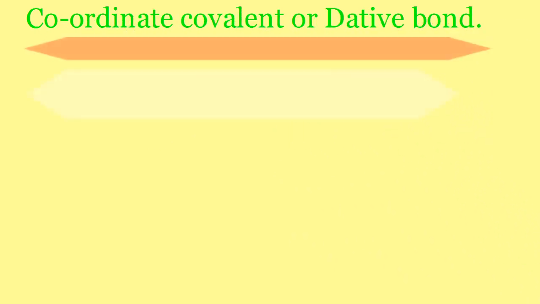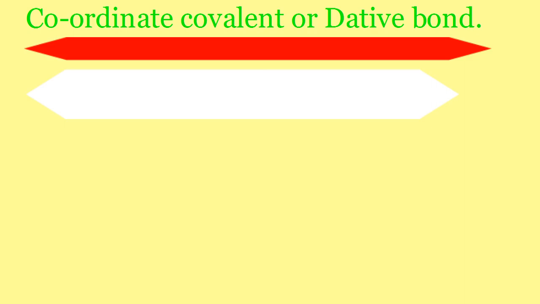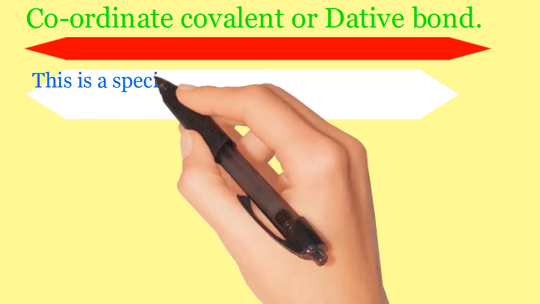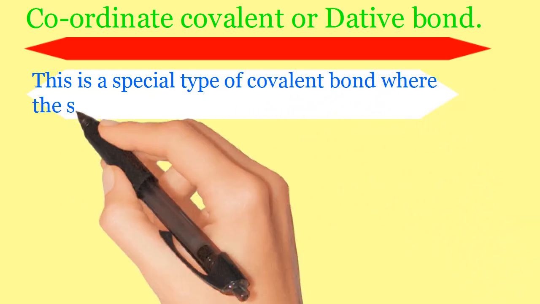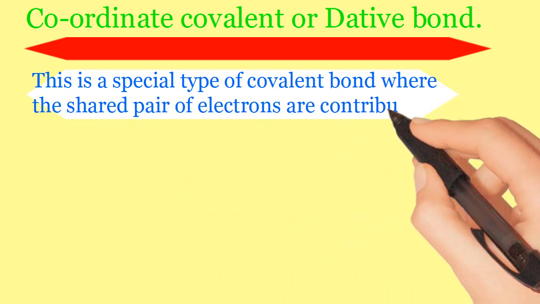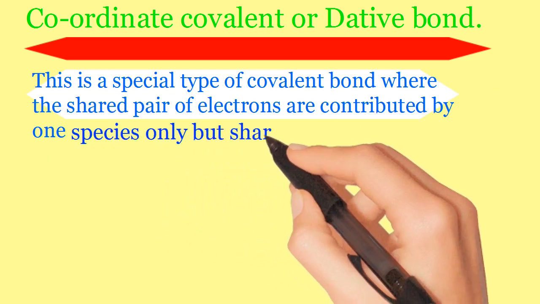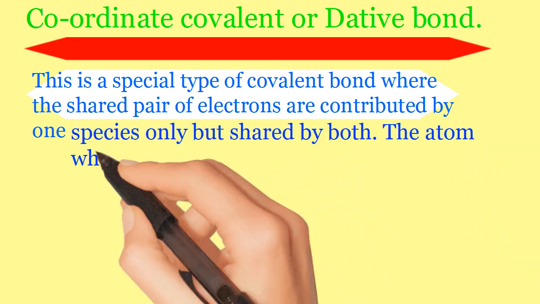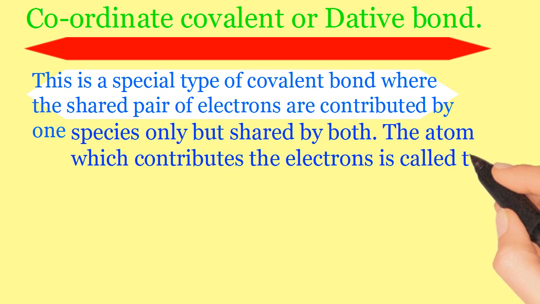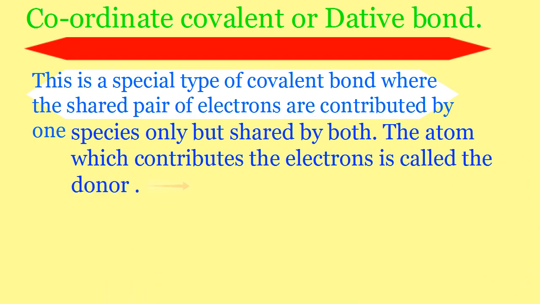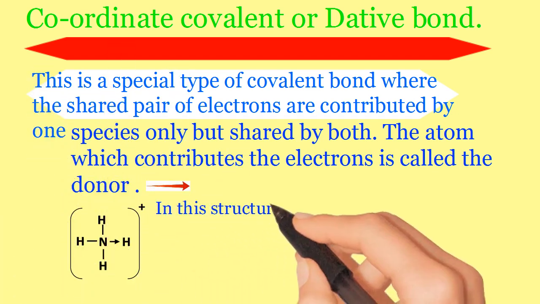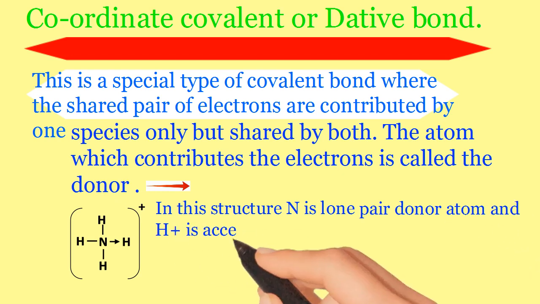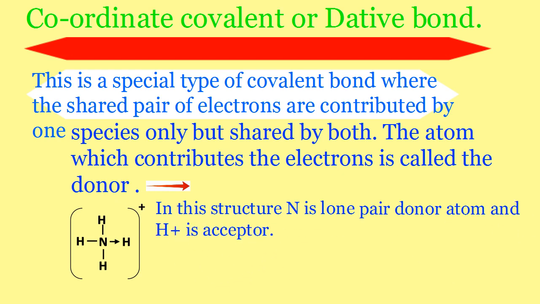Co-ordinate covalent or dative bond. This is a special type of covalent bond, where the shared pair of electrons is contributed by 1 species only but shared by both. The atom which contributes the electrons is called the donor. It is denoted by an arrow sign. Example: ammonium ion. In this structure N is the lone pair donor atom and H+ is the acceptor.